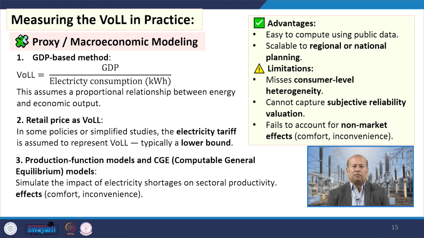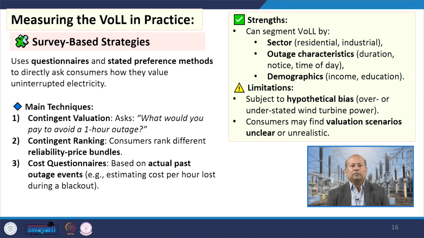Retail prices as VoLL. In some policies or simplified studies, the electricity tariff is assumed to represent VoLL, typically a lower bound. Production function models and CGE, computable general equilibrium models, simulate the impact of electricity shortage on sectoral productivity effect, either it is comfort or inconvenience.